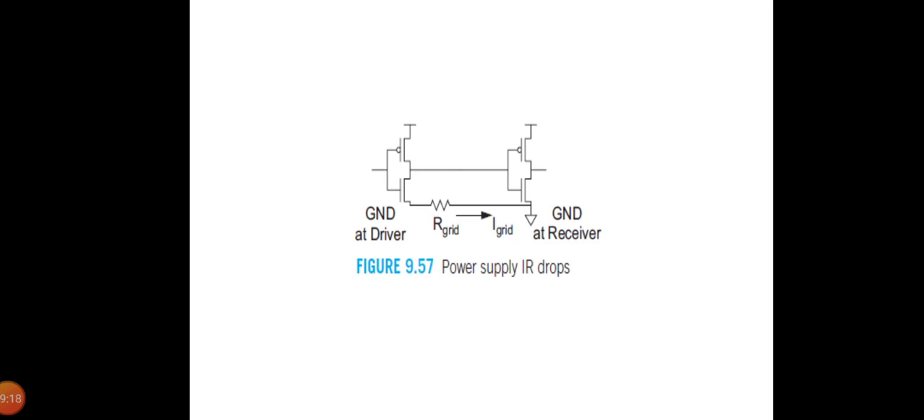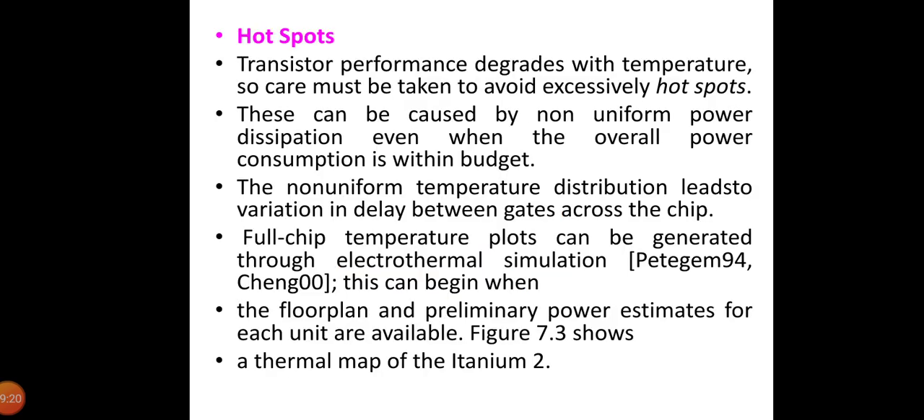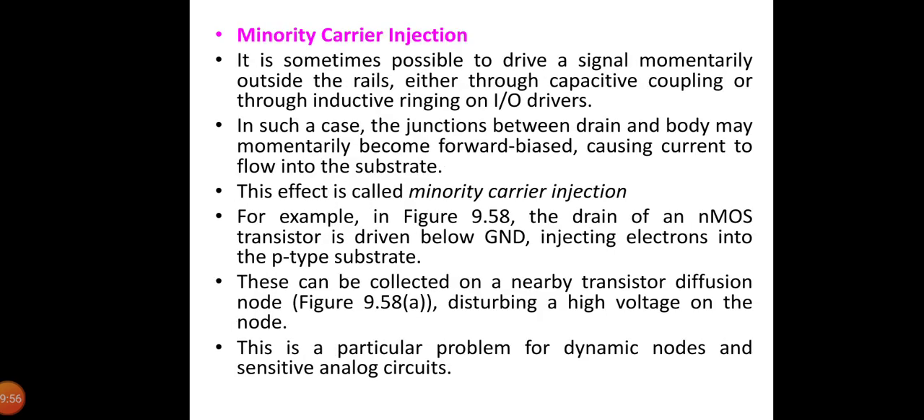So here you can see the variations of power supply IR drops. And the hot spots arise because transistor performance degrades with temperature, so care has to be taken to avoid excessively hot spots. These can be caused by non-uniform power dissipation even when the overall power consumption is within budget. The non-uniform temperature distribution leads to variation in delay between gates across the chip. The full chip temperature plots can be generated through electrothermal simulation, and this can begin when the floor plan and the preliminary power estimates for each unit are available. You can see a thermal map of the Itanium 2.